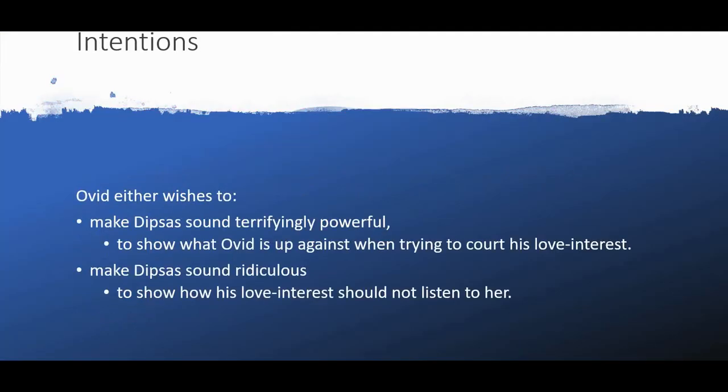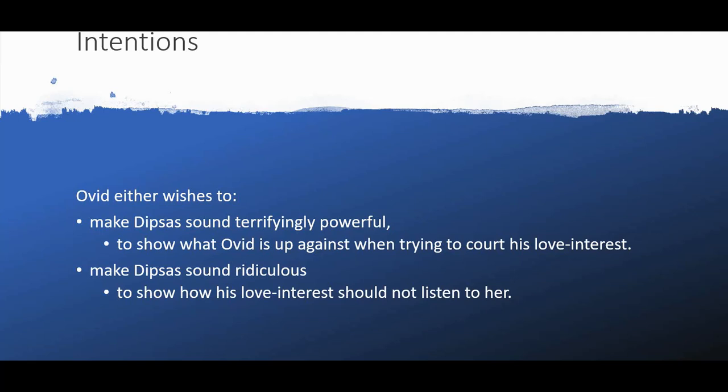Just to go back to his intentions first, Ovid either wishes to make Dipsas sound terrifyingly powerful to show what Ovid is up against in order to get hold of his love interest, whose name is Corinna. I don't think I've ever mentioned this before. He wants to show what he's up against to get the attention of Corinna. And perhaps he wants to make Dipsas sound ridiculous to show why Corinna should not listen to Dipsas, because Dipsas is about to give some advice which is not very helpful for Ovid.